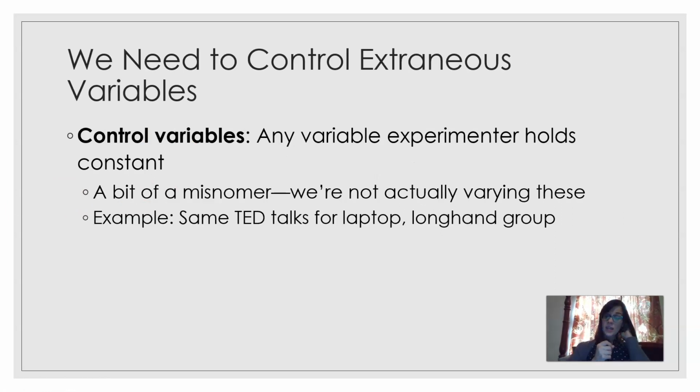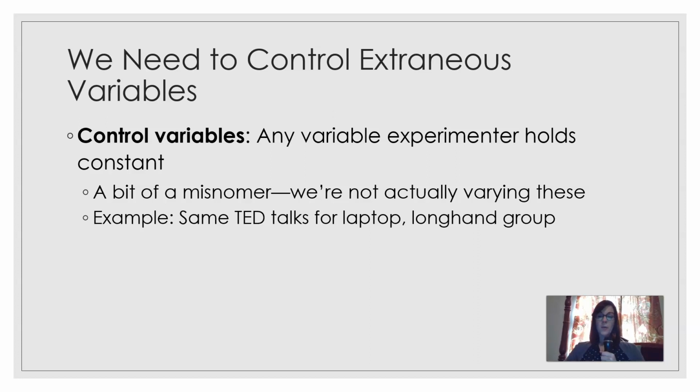Now, I did mention the importance of controlling extraneous variables, and these are what are known as control variables. These are what I am trying to hold constant across all of my participants, and I'm making sure as much as possible that my participants are experiencing largely the exact same environment, save for that one independent variable. Now, I will mention that calling it a control variable is a bit of a misnomer. We're not actually varying these things, so they're not technically variable. But we do have control variables.